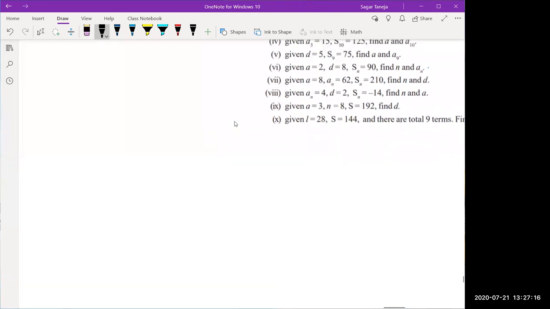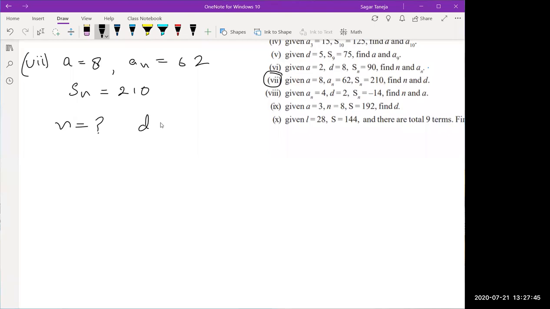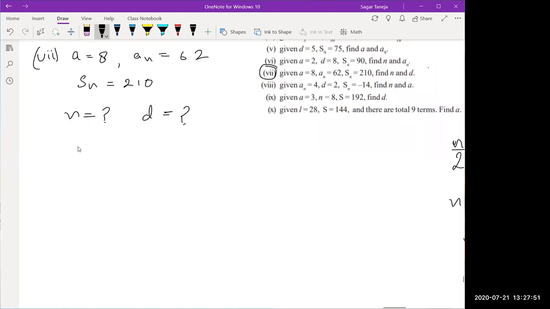So the way we have done this question, now let us do this question, seventh part. In the seventh part, a is given as 8 and an is given as 62 and Sn is also given, which is 210. We need to find out the value of n and the value of d. Okay, let us use these things which are given, an and Sn.